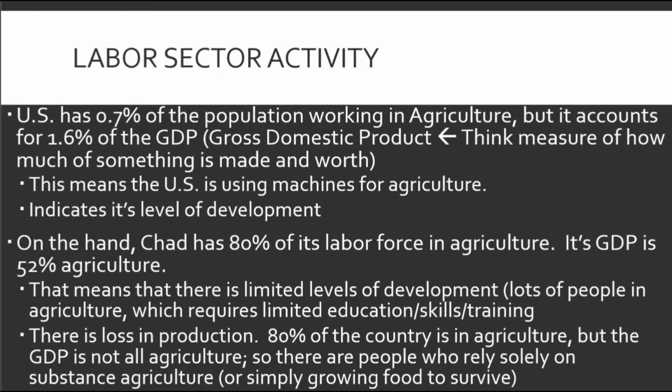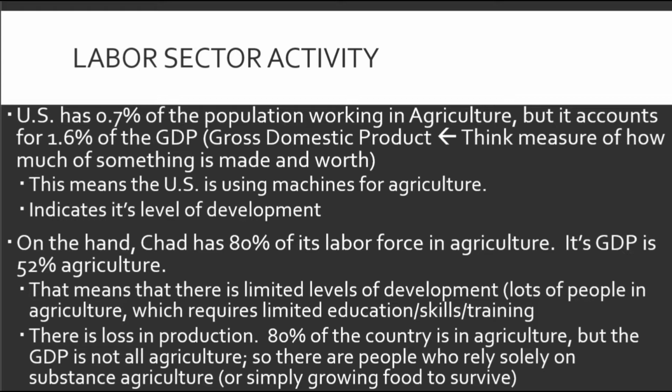So the U.S. has less people in agriculture, but it makes a lot of money off of it because the GDP includes everything that's manufactured, everything that's made. And it means that it's using machines to do these things. And that means that it has a higher level of economic development. So it would be higher on Rostow's ladder of development. It would also be more of a core country or a semi-periphery country because you do have those higher levels of education going into it. In contrast to the United States, you have countries like Chad, where 80% of its labor force is in agriculture.